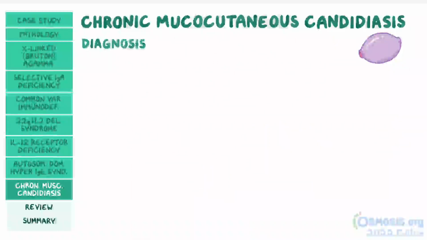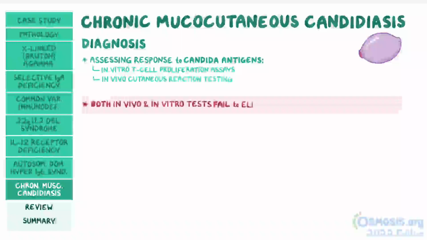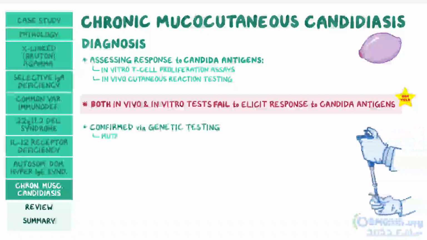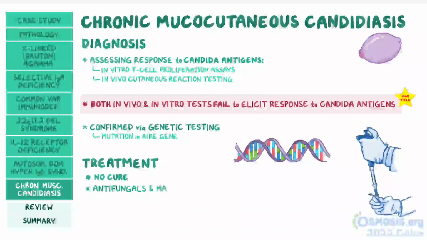Diagnosis of chronic mucocutaneous candidiasis involves assessing their response to candida antigens by doing in vitro T-cell proliferation assays and in vivo cutaneous reaction testing. In chronic mucocutaneous candidiasis, both in vivo and in vitro tests fail to elicit a response to candida antigens. Diagnosis can be confirmed via genetic testing, which reveals a mutation in the AIRE gene. Once again, no cure is available, so treatment involves antifungals and managing the associated autoimmune manifestations.